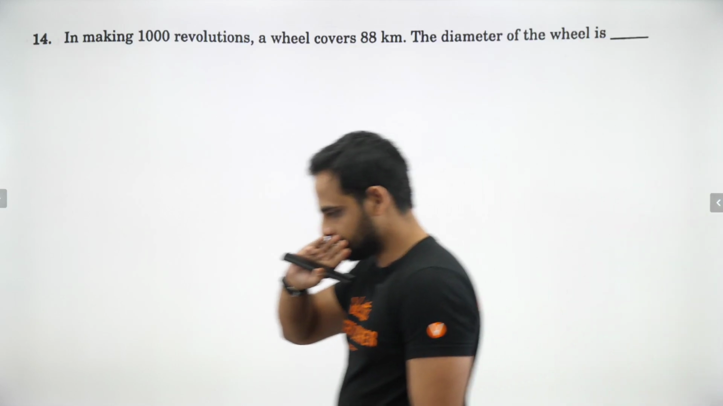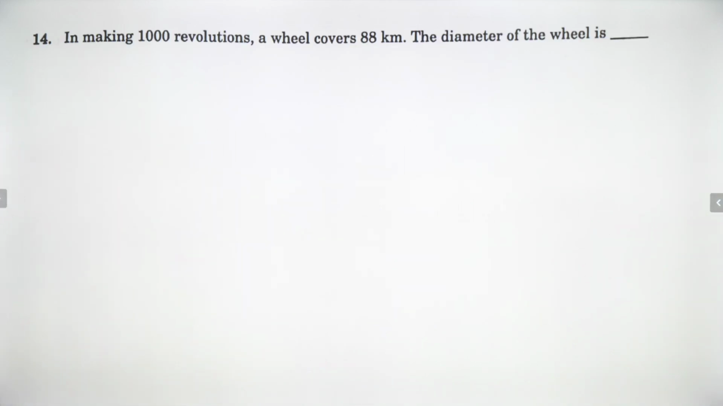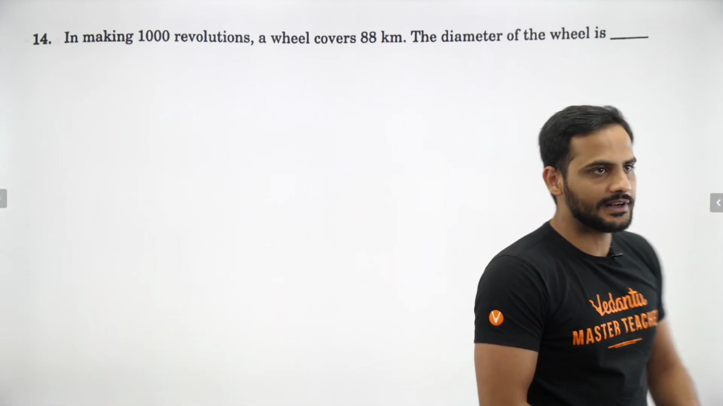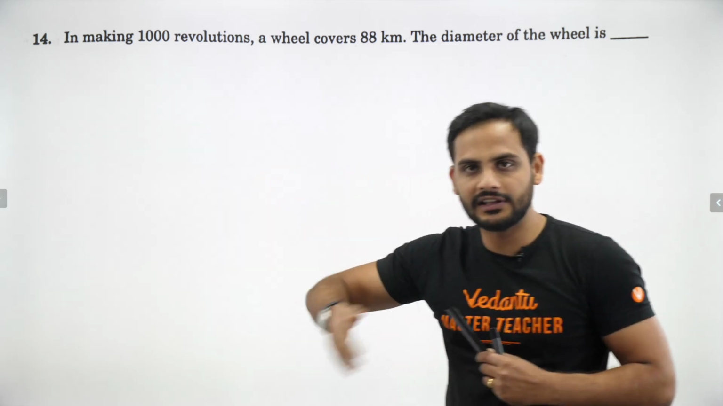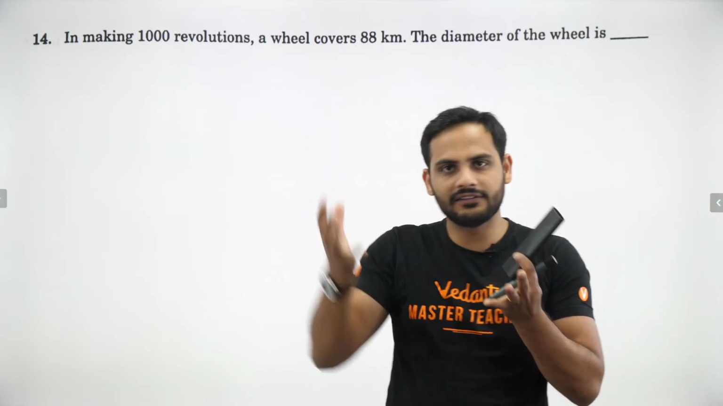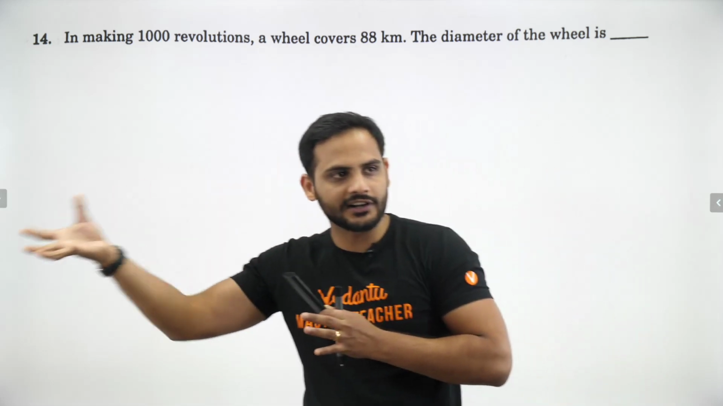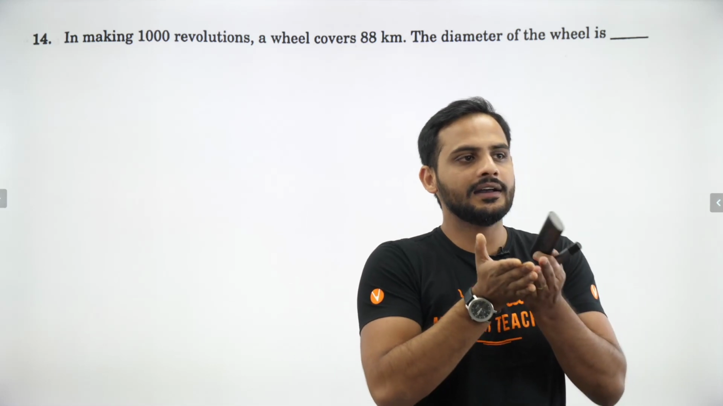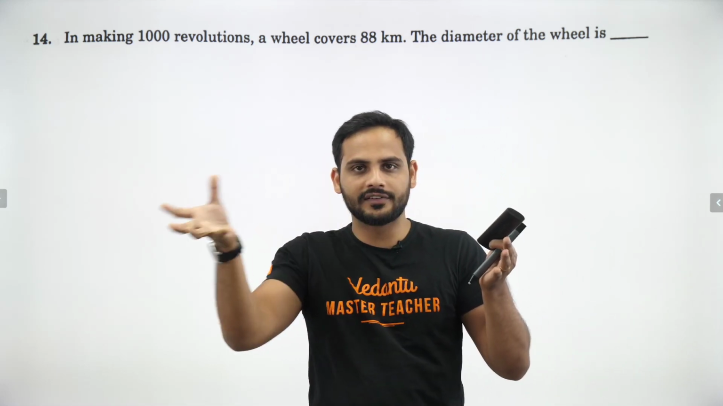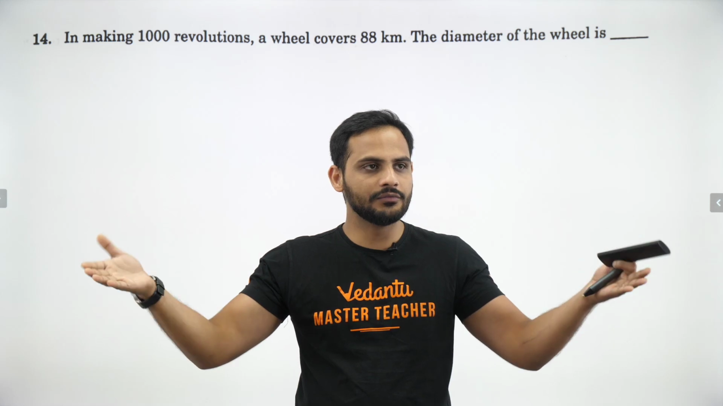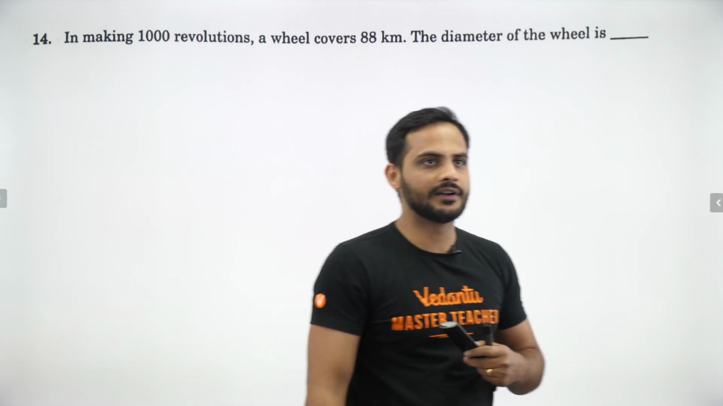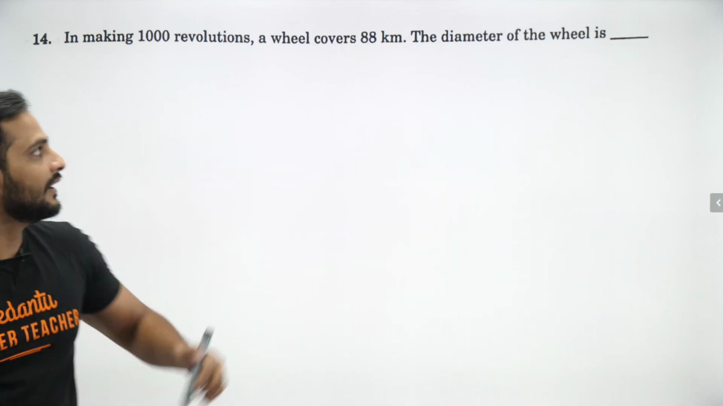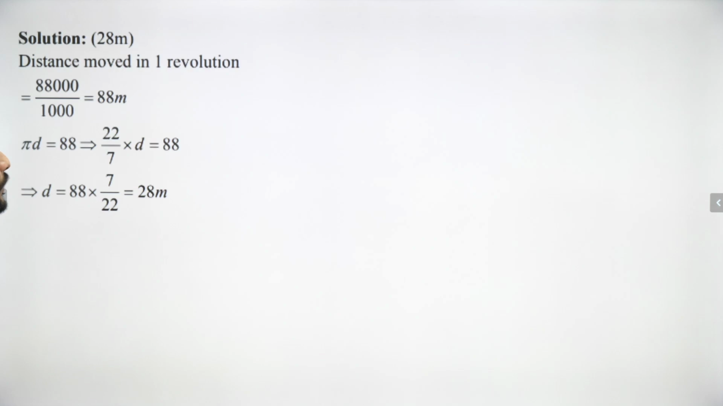Let's move to the next question. In making 1000 revolutions, a wheel covers 88 kilometer. The diameter of the wheel. Tell me, beta. When you rotate a wheel, suppose a cylindrical wheel. Wheels are in the form of cylinder. So when you rotate a wheel, in one rotation, the area covered is equal to the area covered when a cylinder rotates. In one revolution, how much area does it cover? It is the circumference, right? Yes, here for the wheel we will take the circumference, so just do circumference into 1000, make it equal to 88 kilometer.